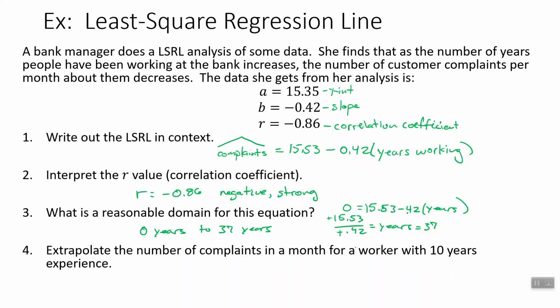Extrapolate the number of complaints in a month for a worker with 10 years experience. All right, well, that's our x value. That's years, so that's going in here. So we get that the predicted complaints, predicted, so we've got to have our hat, is equal to 15.53 minus 0.42 times 10. So this is going to be 15.53 minus 4.2, which gives us 11.33 complaints. And there we go. And this is within our domain, so this makes sense. If we were predicting for 80 years, that would not make sense.